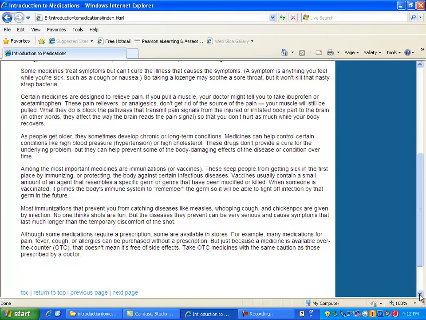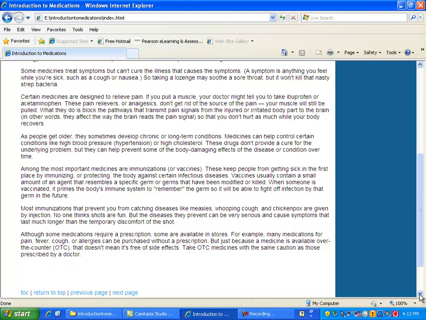As people get older, they also sometimes develop chronic or long-term conditions. Medications can also help control these certain conditions, such as high blood pressure, also called hypertension, or high cholesterol. These drugs don't provide a cure for the underlying problem, but they can help prevent some of the body-damaging effects of these long-term chronic conditions over time.